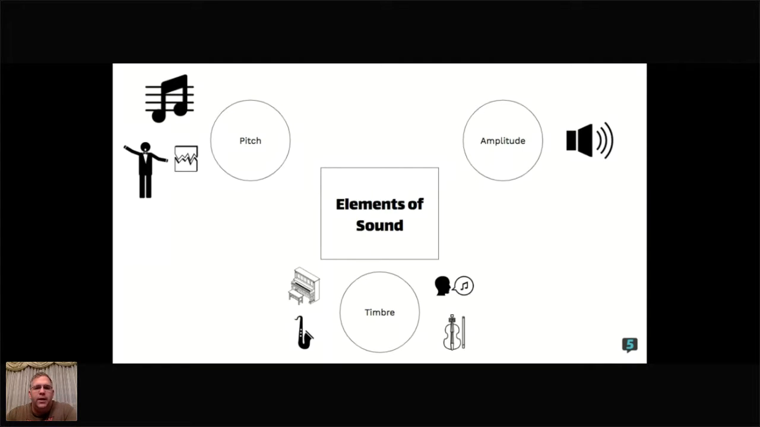So we have to understand, when we talk about timbre, we're talking about essentially the purity. It's referred to as the purity. What does that sound actually sound like?